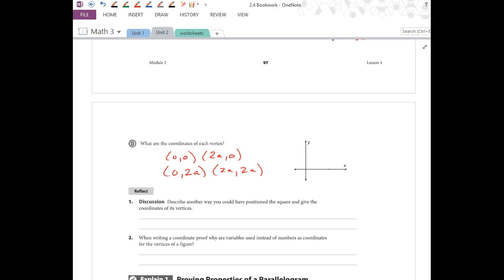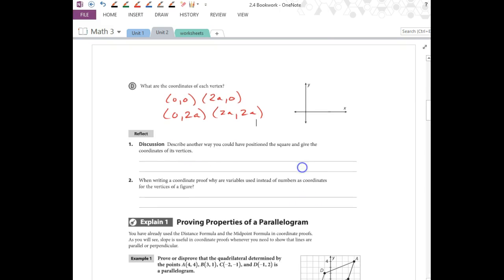Discussion: discuss another way that you could have positioned the square. We just kind of talked about that. You could have centered the square at the origin and gone out, if we centered it, 1a on the axis, and then still go up 2a. Or if you centered the square, you could have gone up and down. There could have been a lot of different ways.